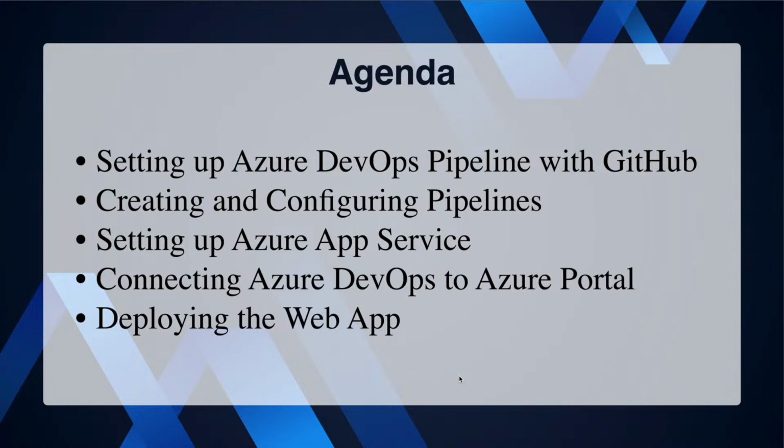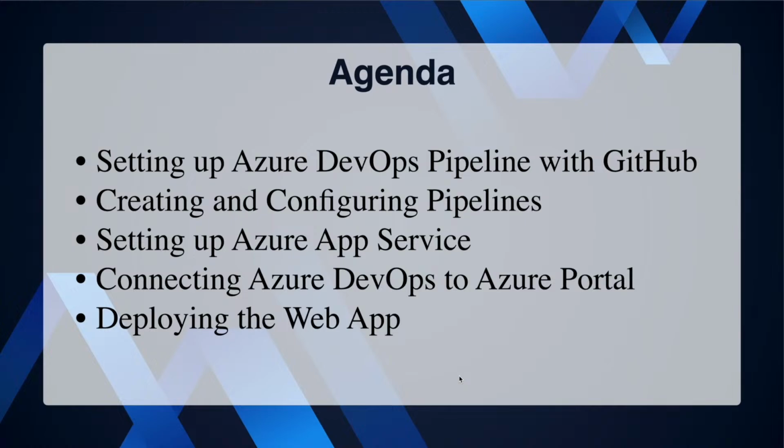Once we have linked GitHub to Azure DevOps, the next step is to create and configure the CI/CD pipeline. We will define the steps needed to build, test, and package our web app. This pipeline is the backbone of the continuous integration process, ensuring that every code change is built and tested automatically. We will use the built-in Azure DevOps templates and customize them for our project needs.